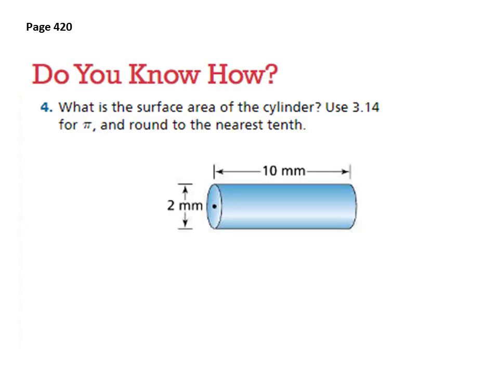Page 420, question 4. What is the surface area of the cylinder? Use 3.14 for pi and round to the nearest tenth.